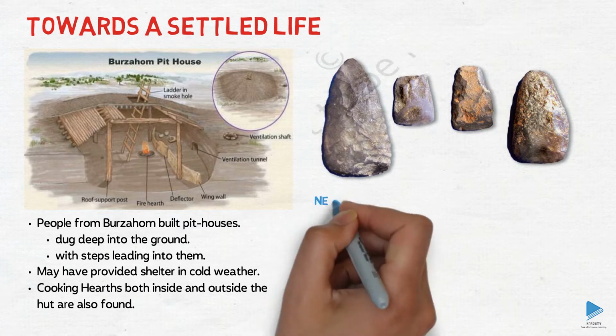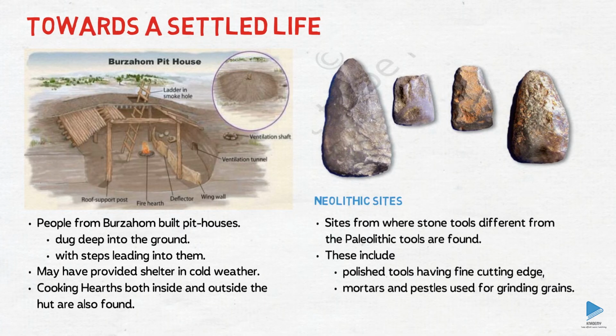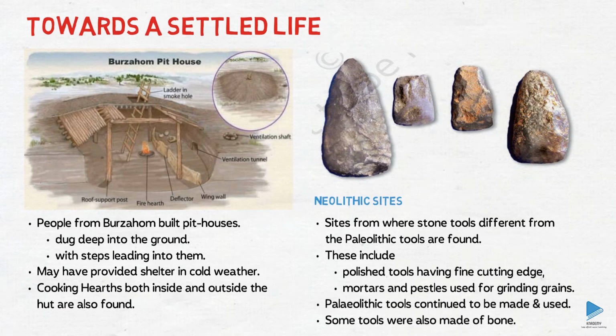Stone tools that are different from Paleolithic tools have been found from many sites. We call them Neolithic sites. These include tools that were polished to give a fine cutting edge, and mortar and pestle for grinding grain and other plant produce. At these times, Paleolithic type tools continued to be made and used.